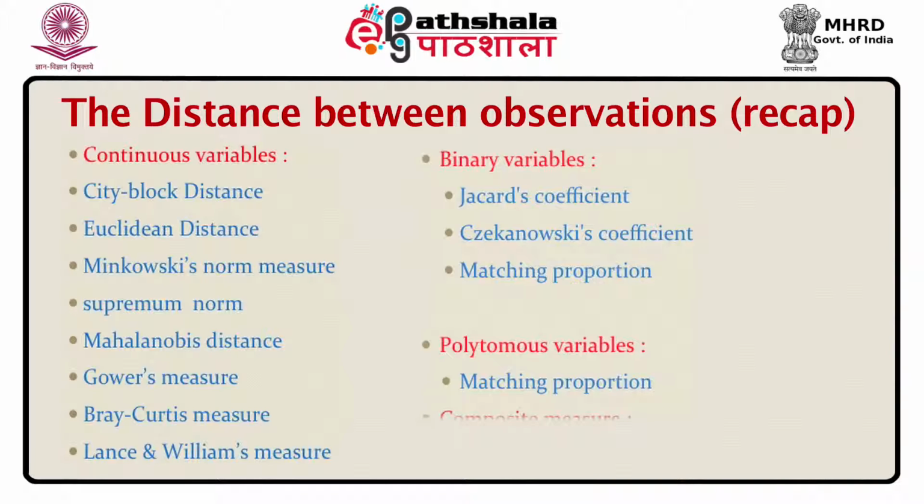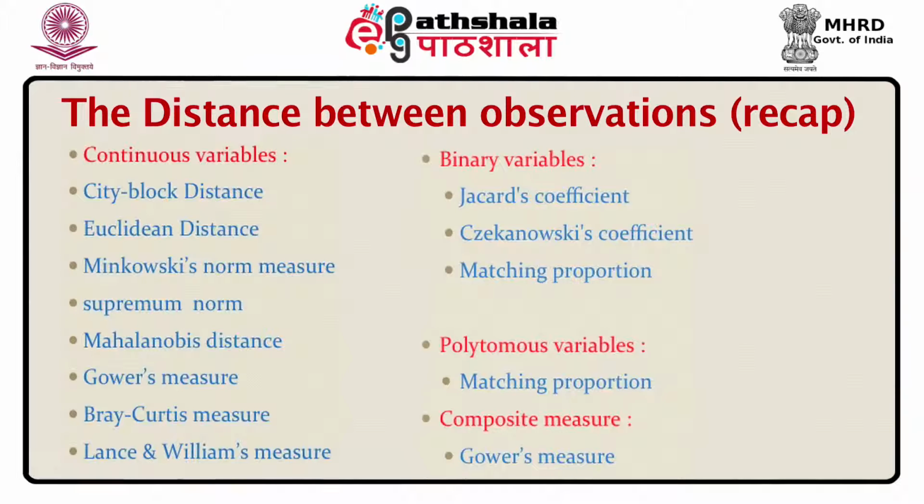Very often what happens is that a vector of observations can have all sorts of variables. It can have continuous variables, binary variables and polytomous variables all together. In such cases, we have a composite measure which is given by Gower and is referred to as Gower's composite measure. So these measures actually give us the distance between two observations.